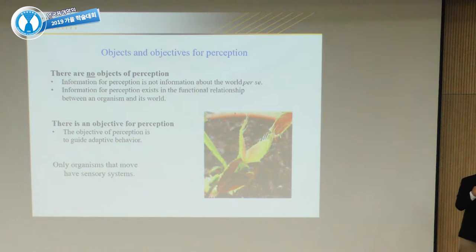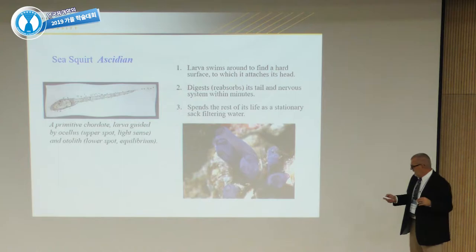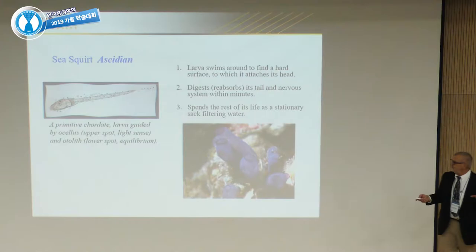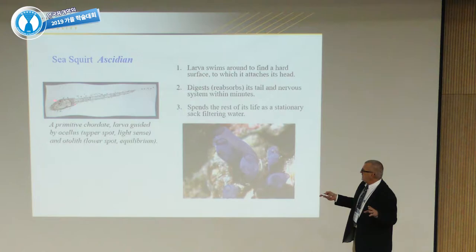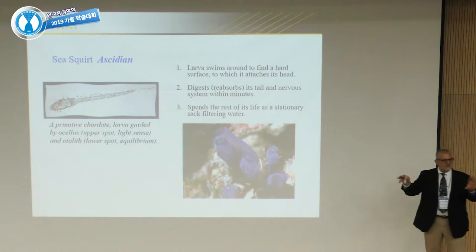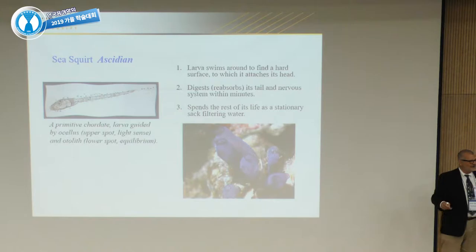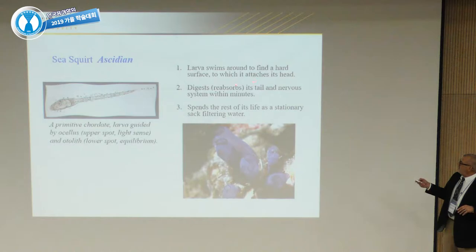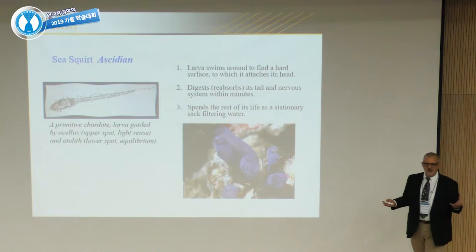The only organisms that move are the organisms that have sensory systems. So I hope you all recognize this little guy as a Venus flytrap. I'll give you my personal favorite example. All of you, I'm sure, are familiar with ascidians, sea squirts. Sea squirts are one of the first chordates. This is this little larva, and he's actually got a little eye spot, a little balance otolith. And he swims around to find out where he's going to spend the rest of his life as a siphon of water. So here's his order of business. Swim around to find a hard surface where you're going to spend the rest of your life. Second order of business, digest your entire tail and nervous system within minutes. In other words, your sensory system is no longer relevant if you are not on the move.